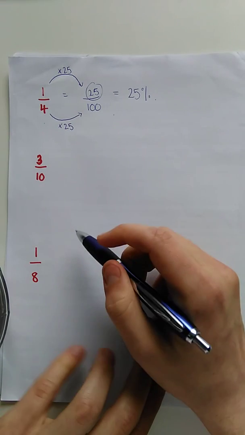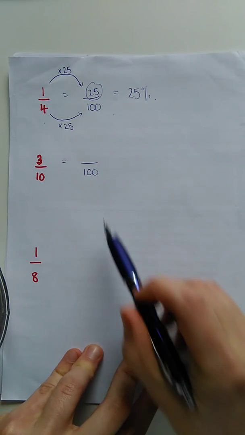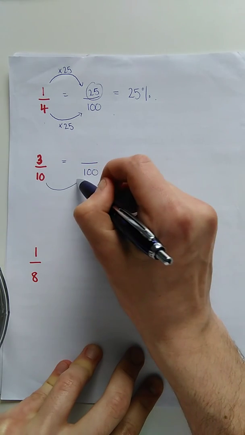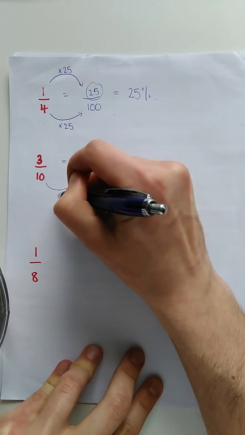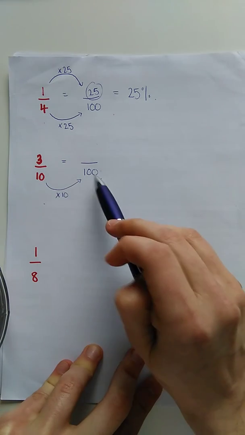Number 2, 3 over 10. Okay, so again, same setup. I want to get my equivalent fraction over 100. How many 10's are in 100? I have to multiply by 10. 10 times 10 is 100.